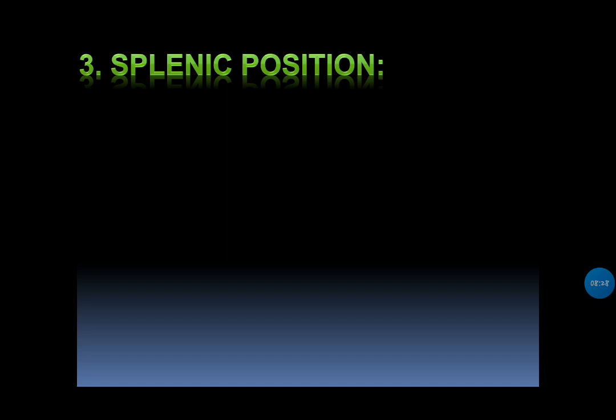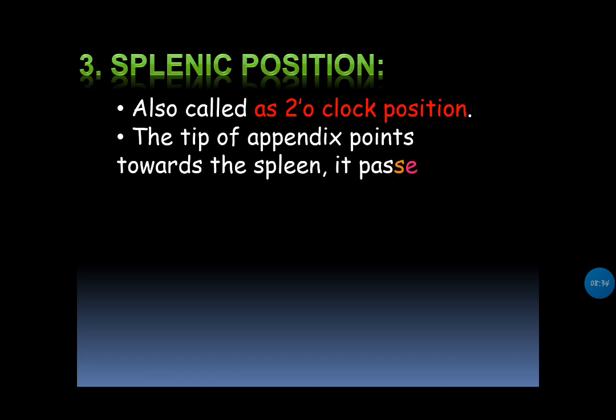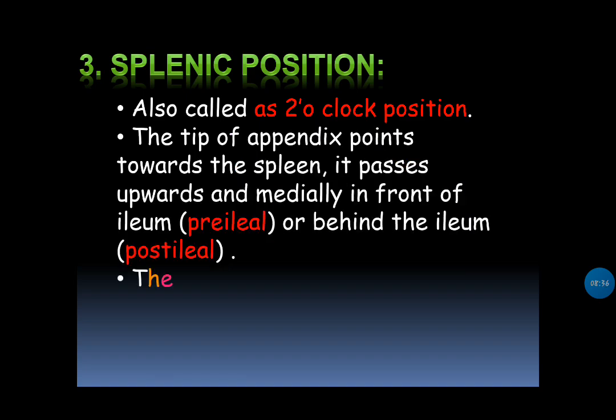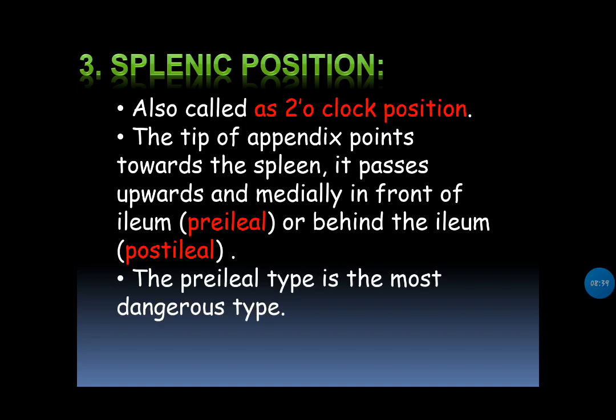Next is the splenic position, which is also called the 2 o'clock position. Here the appendix tip passes upwards and medially in front of the terminal part of the ileum or behind the terminal part of the ileum. If it passes to the front of the ileum, it is called pre-ileal type. If it passes behind the ileum, it is called post-ileal type. And here the tip of the appendix points towards the spleen, so it's called splenic position. The pre-ileal type is the most dangerous type because the inflammation from the appendix spreads to the general peritoneal cavity.